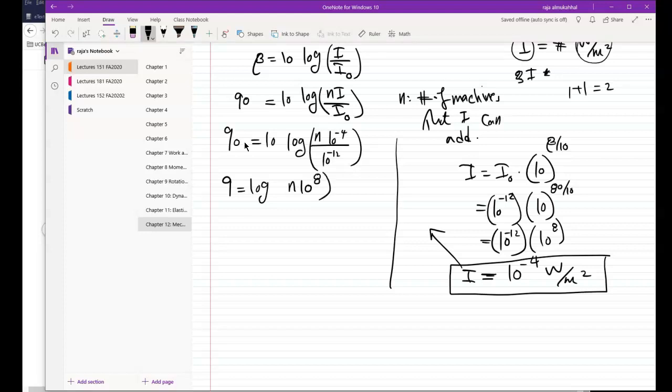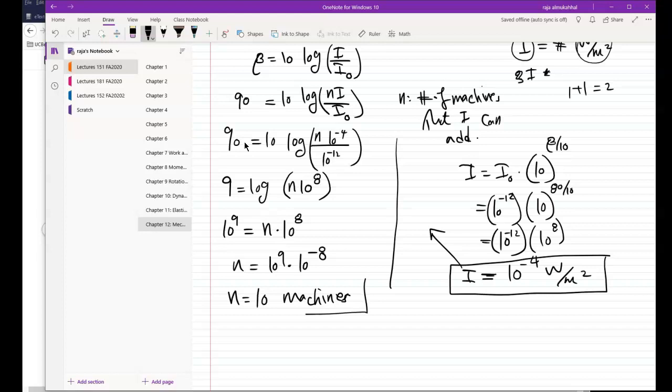Is that right, guys? And then all I need to do now is to convert it to exponential form. So that becomes 10 to the power of 9 equals n times 10 to the 8. And then you just solve for n. So n here will be 10 to the 9 times 10 to the negative 8. So n here is 10 machines. So I can add up to 10 machines and it will not exceed 90 decibels. Got it? Okay, good.